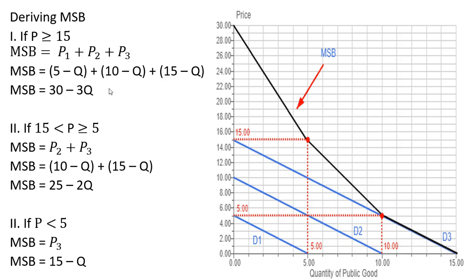So again, if the price is greater than or equal to 15, we're dealing with this top half of the marginal social benefit curve. How did we get that? We added up 1, 2, and 3, these three inverse demands. And that's all I did here mathematically. To get this middle section of the marginal social benefit curve, what did we do? We added up the second and third consumer's demand. That's what we did mathematically here. And finally, the third and final section of the marginal social benefit curve just relates to the third consumer's demand for this public good. And we just added up the third consumer's demand, which is just 15 minus Q.